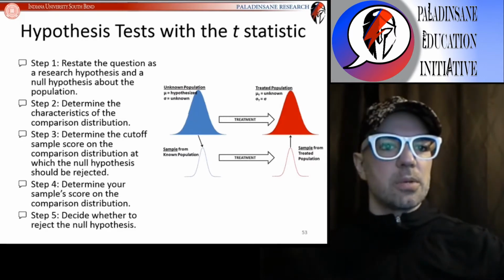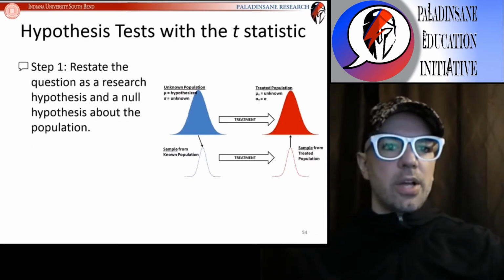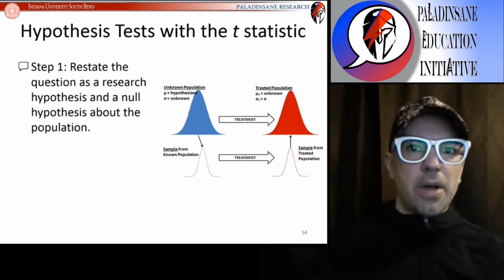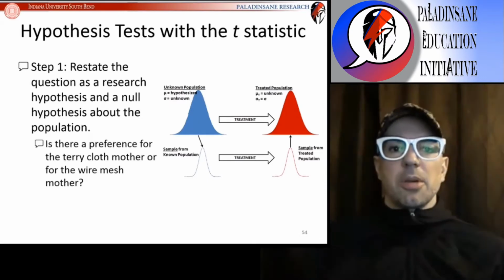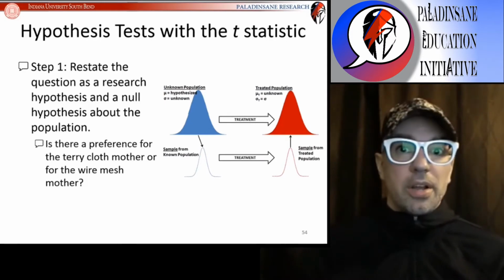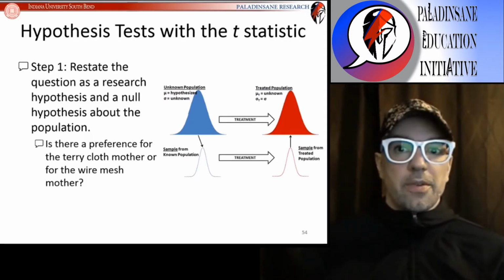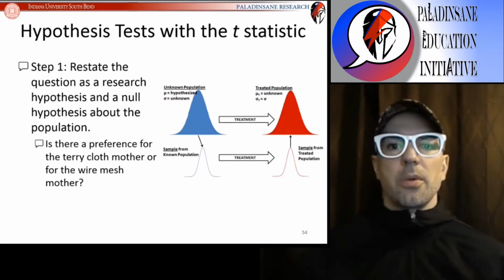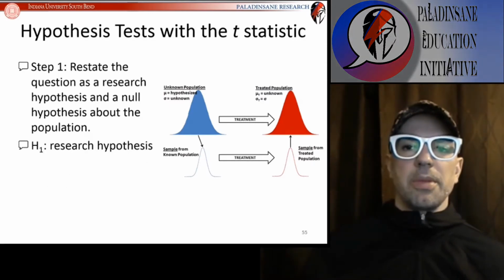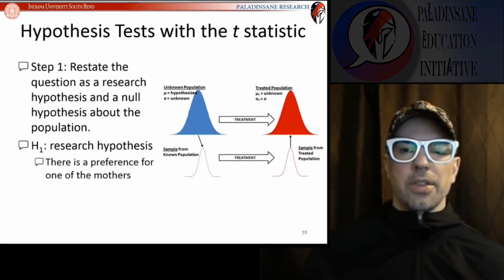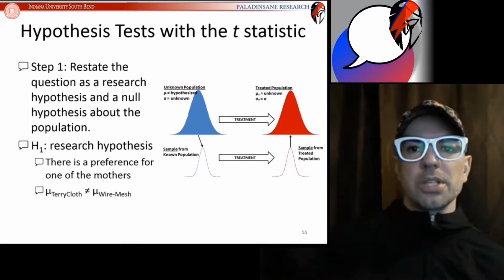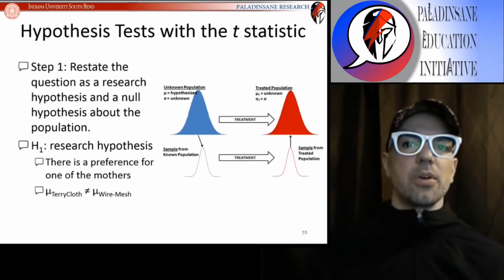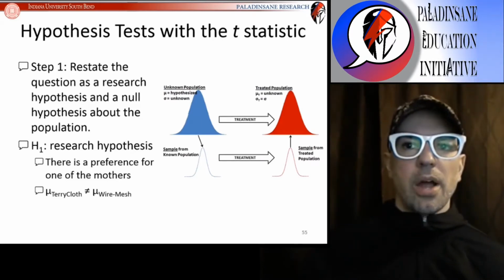So let's start with step number 1. Restate the question as a research hypothesis and a null hypothesis about the population. So the question we want to ask is, is there a preference for the terry cloth mother, or is there a preference for the wire mesh mother? Is there a preference for one of the mothers? So our research hypothesis is going to be that there is a preference for one of the mothers, and we can write this out as the mean time spent with the terry cloth mother does not equal the mean time spent with the wire mesh mother.